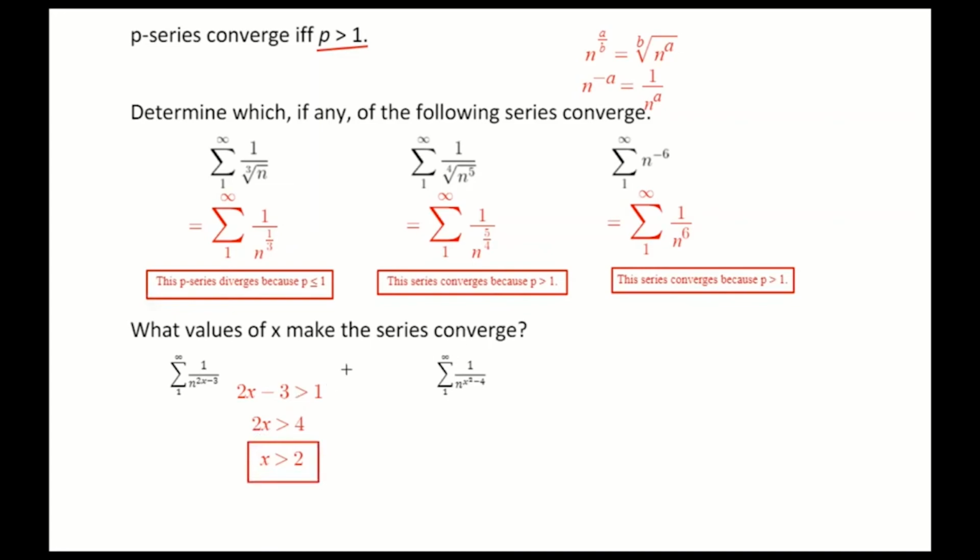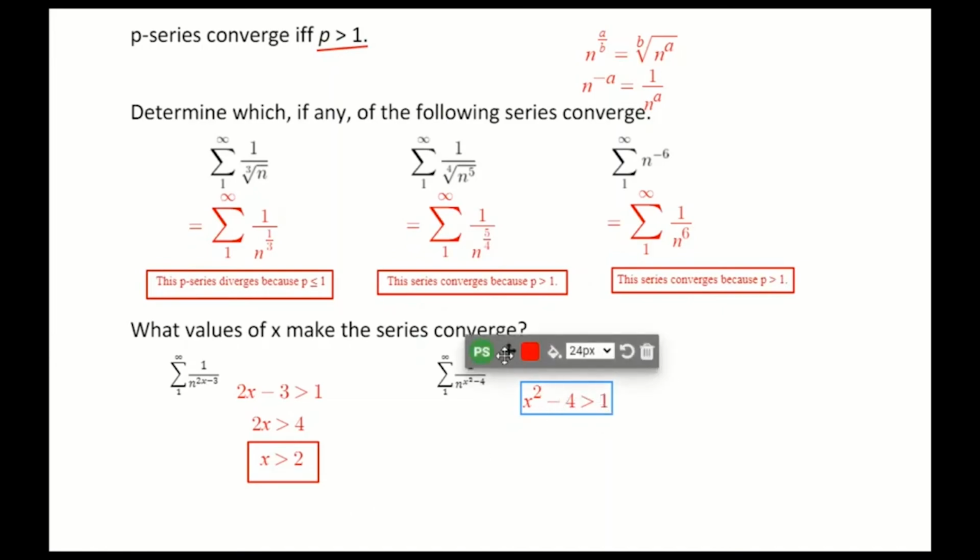Now it gets a little bit more complicated, and I was kind of hinting at this earlier, if you've got an inequality with something other than a linear expression. Here I've got a quadratic expression. So I'm just going to give a little reminder on how you solve a polynomial inequality. Anything that's not linear, you're probably going to want to solve this way. So we've got x squared minus 4. In order for it to converge, that needs to be bigger than 1.